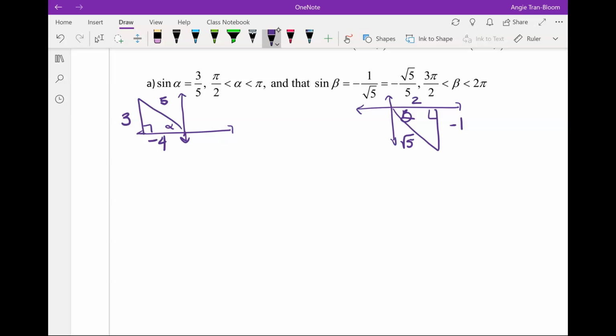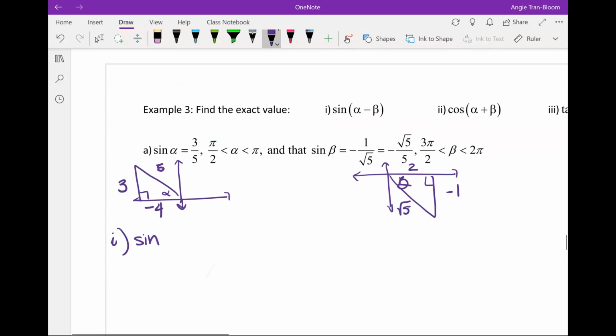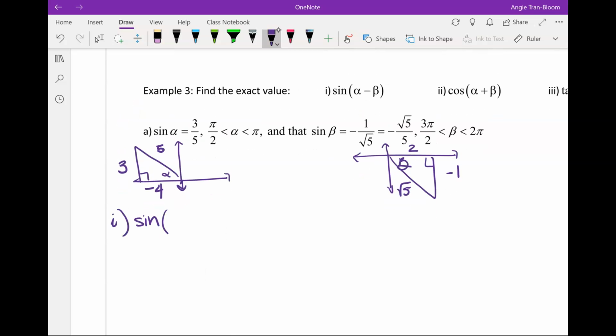We have 3 parts to do. 1i. So Alex P, what did 1i want us to do? Solve for beta. It wants us to find sine of alpha minus beta. Good. Alex, did you have the formulas memorized yet? No. Okay, good. Flip it over to your notes. Give me the formula for sine alpha minus beta.